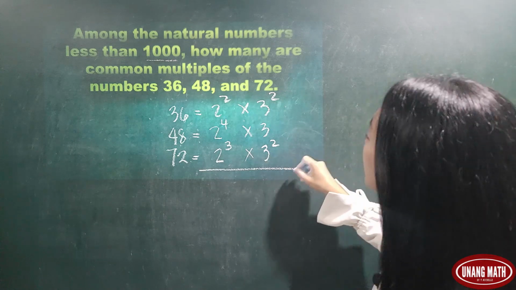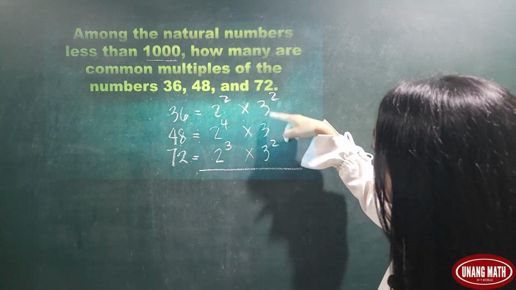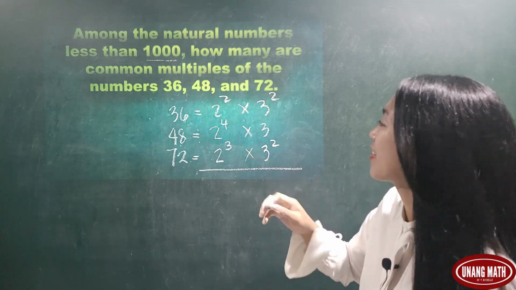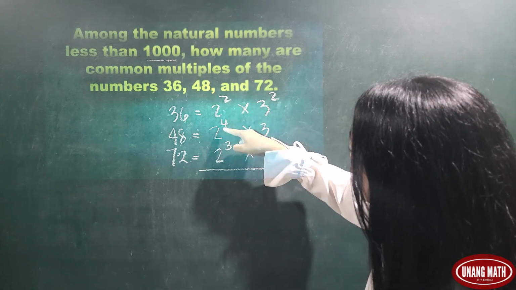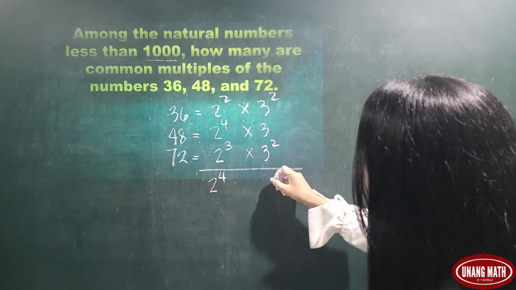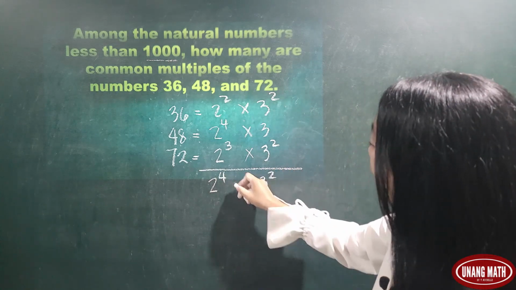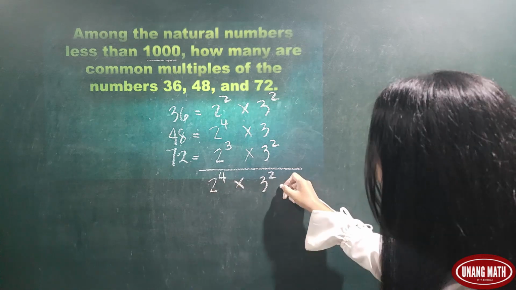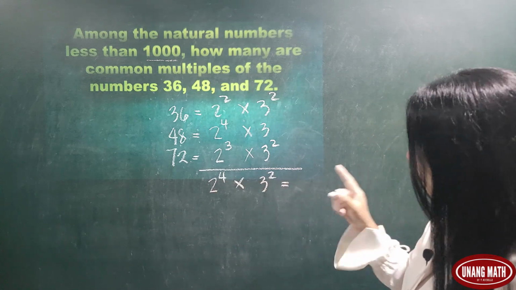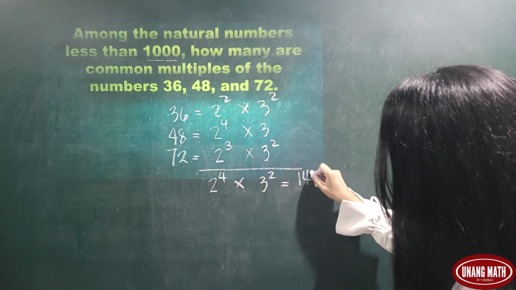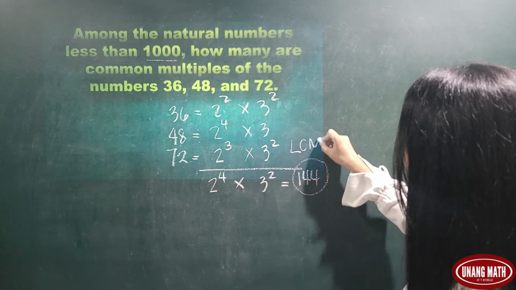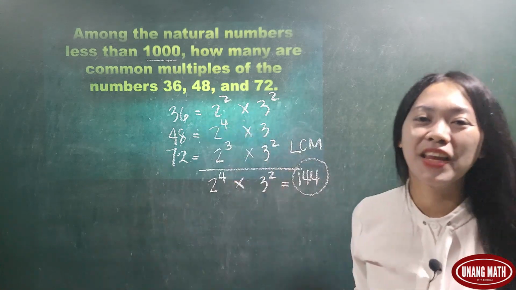Okay, now, among these numbers with the same base, we need to choose the highest power. The highest power of 2 is 2 raised to the power of 4. How about 3? It's 3 squared. We need to multiply these together: 2 raised to the power of 4 times 3 squared. This is equal to 144. So 144 is the LCM of these three numbers.